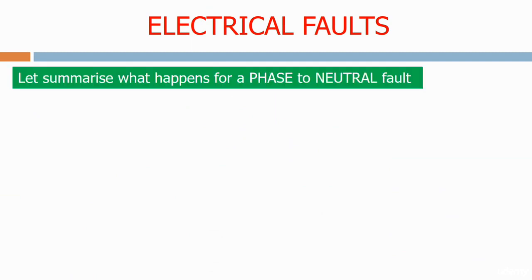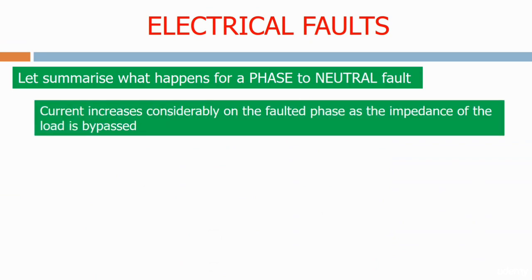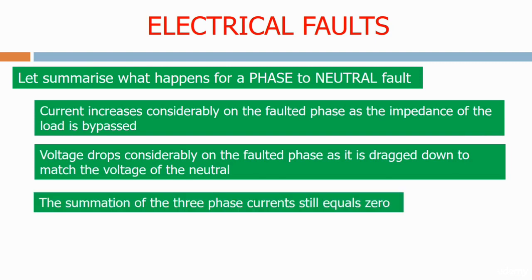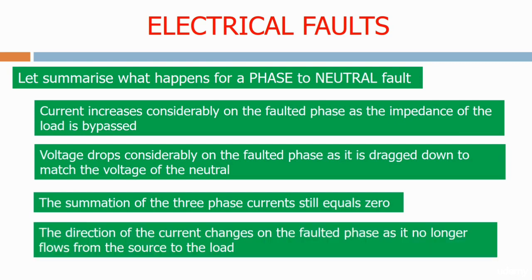Let's summarize what happens for a phase to neutral fault. Current increases considerably on the faulted phase, as the impedance of the load is bypassed. Voltage drops considerably on the faulted phase, as it is dragged down to match the voltage of the neutral. The summation of the three-phase currents still equals 0. The direction of the current changes on the faulted phase, as it no longer flows from the source to the load.